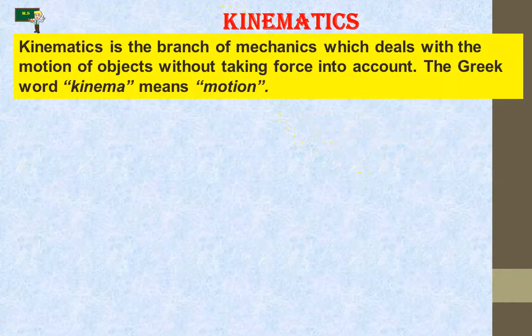The entire universe is governed by the various types of motion. The study of various types of motion is expressed using the language of mathematics. That's what kinematics is. Now, what do you mean by kinematics? Kinematics is a branch of mechanics which deals with the motion of objects without taking force into account. The Greek word kinema means motion. Okay, so we are going to see all the motions in science.